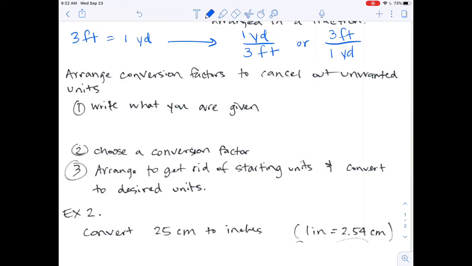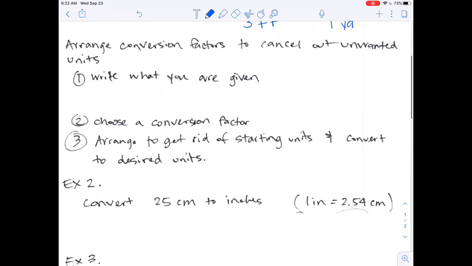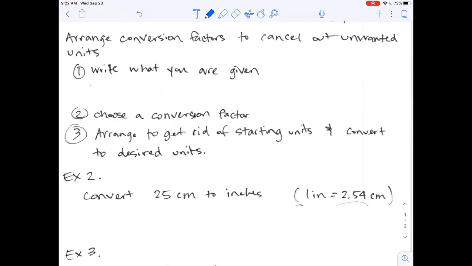So the first thing you want to do is write out what we're given in this problem, which is right here. We said how many feet are in 11 yards. You're always going to have some sort of number that you're given. In this case, we're given the number 11 yards. Okay, and we'll start there.